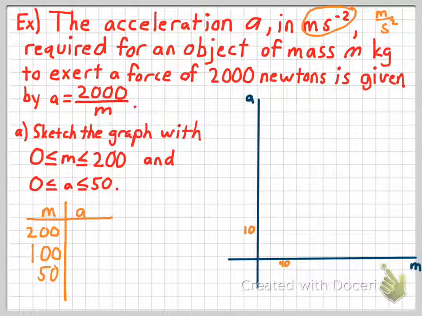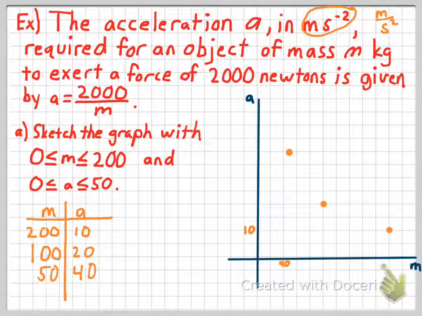All right, that makes more sense in the context of this problem. Okay, 2,000, and when I plug in 200, 2,000 divided by 200 is going to be 10. 2,000 divided by 100 is going to be 20. And 2,000 divided by 50 is going to be 40. So let's go ahead and sketch the graph.